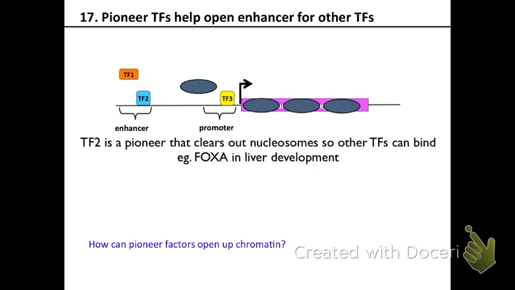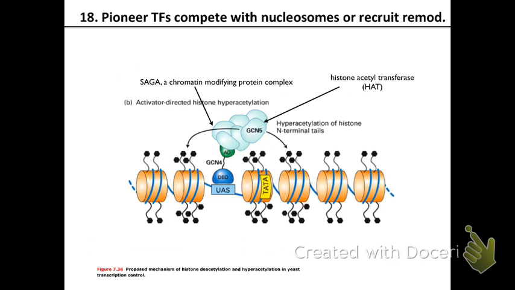Give me another mechanism that we actually learned on how transcription factors regulate chromatin. We learned it in the eukaryotic transcription lecture. What could be another mechanism by which a pioneer factor can clear out nucleosomes from its binding site? It can recruit other proteins? Exactly. It can recruit chromatin remodeling proteins, right?